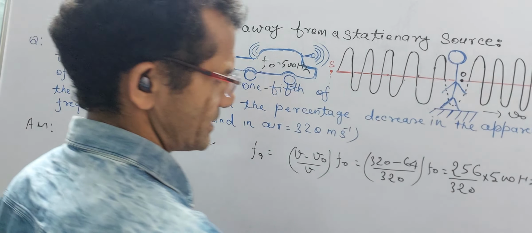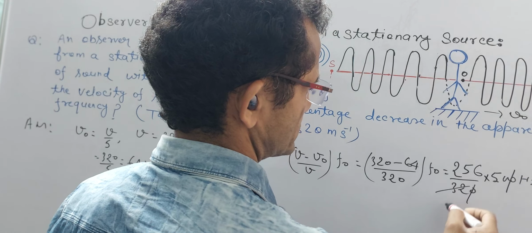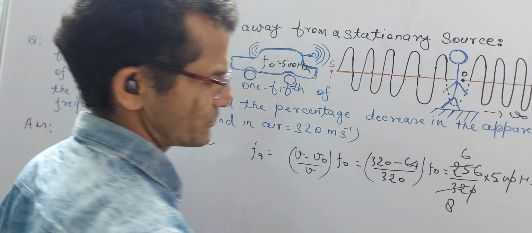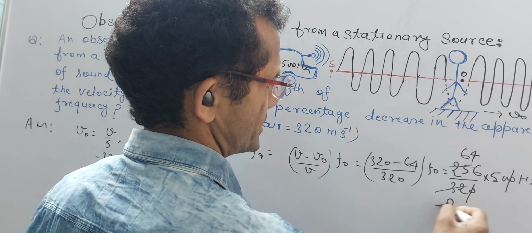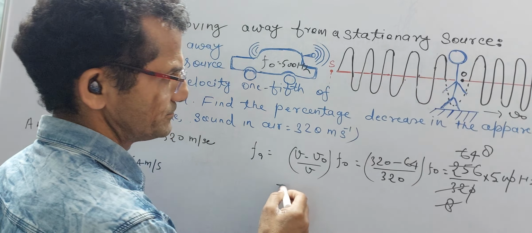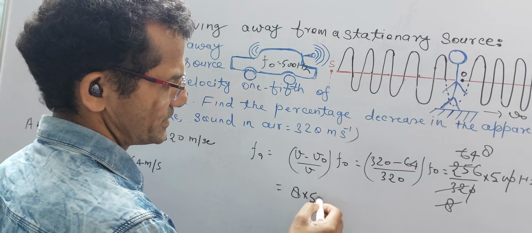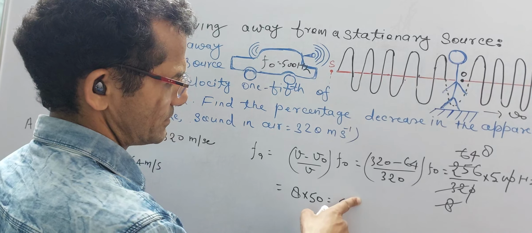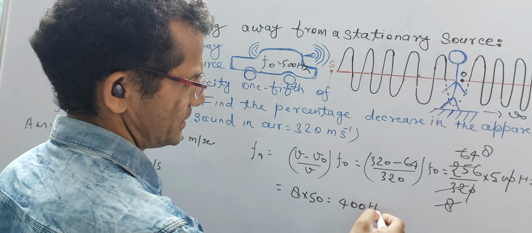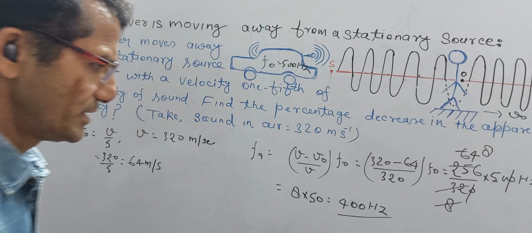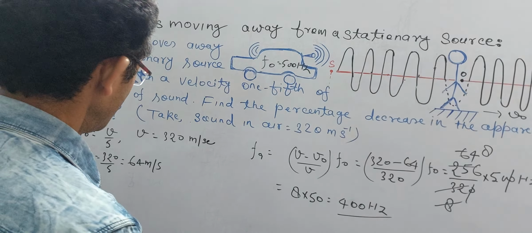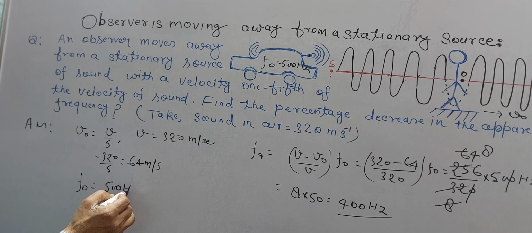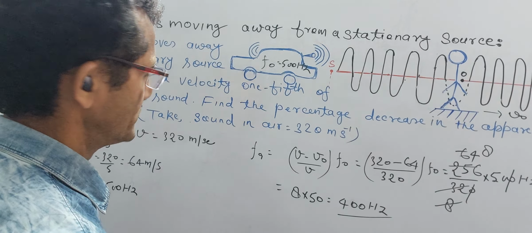After simplification, divide by 4. 4 6 24, and 4 into 4 64, 8 into 8 64. It comes out 8 into 50, so it comes 400 hertz. You see here, the apparent frequency is 400 and the real frequency of the sound is equal to 500 hertz. Our frequency decreased from 500 to 400.